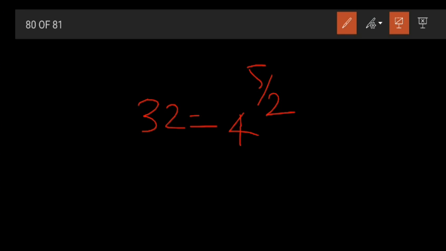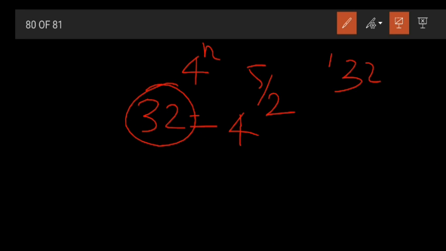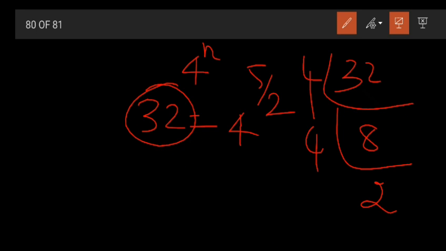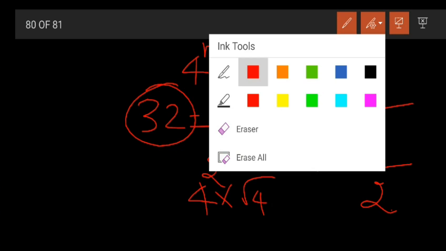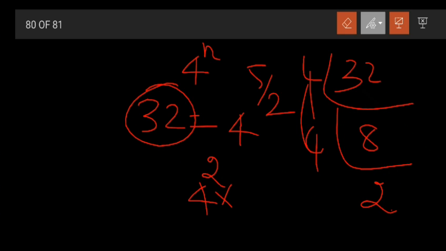Okay, so how will we get this? We have to express 32 in the form of 4 to the power n. So we are going to factorize 32 using 4. Here 8 4s are 32. Again with 4, if you do, you will get 2. So you have 32 as 4 into 4 into 2. 4 into 4 can be written as 4 square, and 2 can be written as square root of 4, since square root of 4 is 2. So square root of 4 can also be written as 4 to the power 1 by 2.